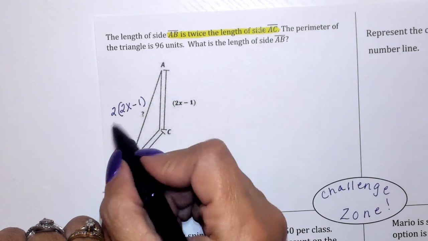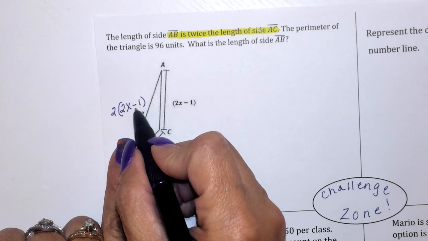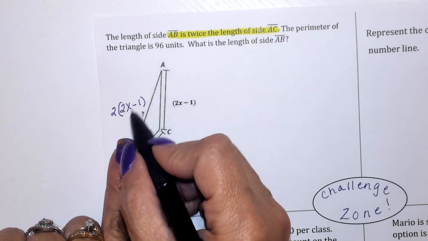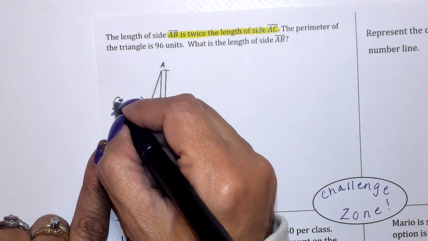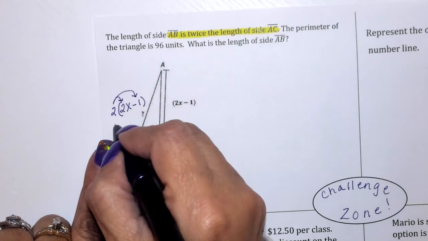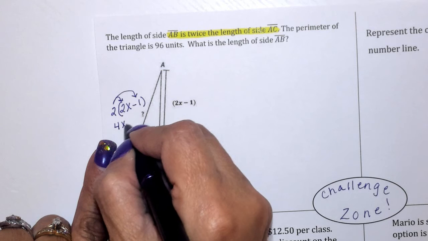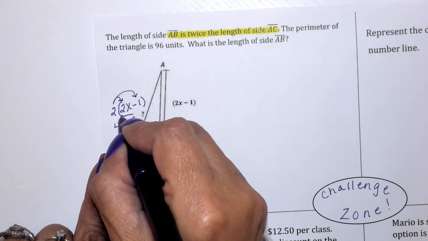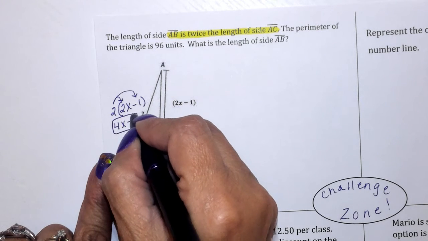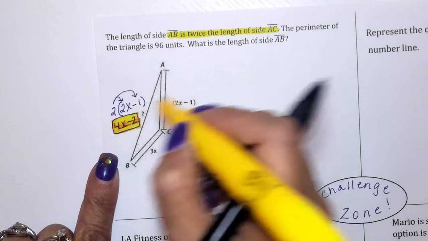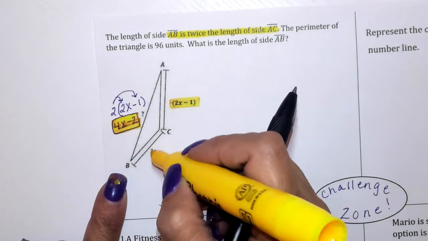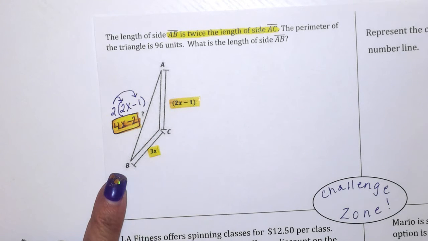Now, I could have said 4x minus 2. I could have just doubled it in my head that way. It doesn't matter. I am going to go ahead and distribute this just to make it a little easier. So it's 4x minus 2. So the length of AB is 4x minus 2. I'm going to highlight that. The length of AC is this, and the length of BC is that.